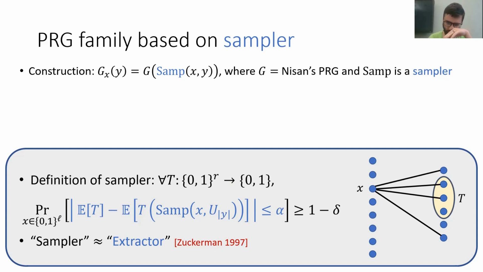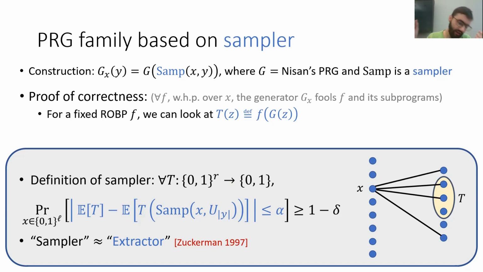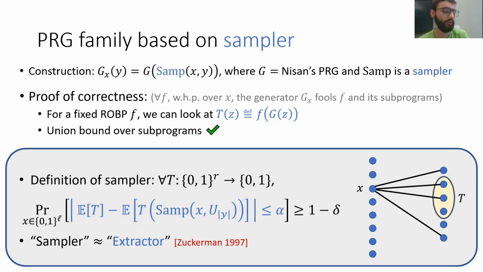Okay, so if you just plug in this definition, it's pretty much immediate to prove that this family of generators has the property that I claimed on the previous slide, right? Because for any fixed branching program f, you can look at the test function that takes a seed and plugs it into Nissan's generator and then plugs that into the branching program. And if we take a union bound over all subprograms, then that finishes the proof. And if we have great constructions of samplers, so if you just plug in a good construction of samplers, then you'll get the parameters that I claimed on the previous slide. So that's the end of this first step in the construction of our weighted pseudorandom generator.